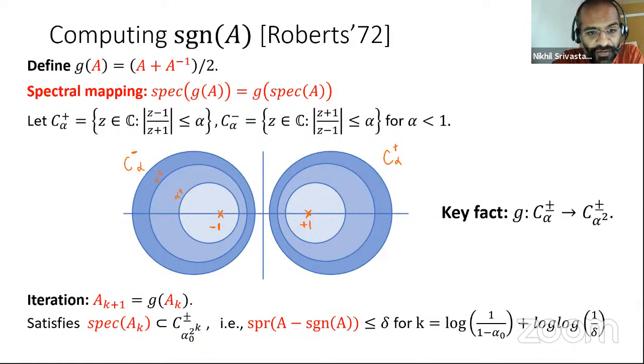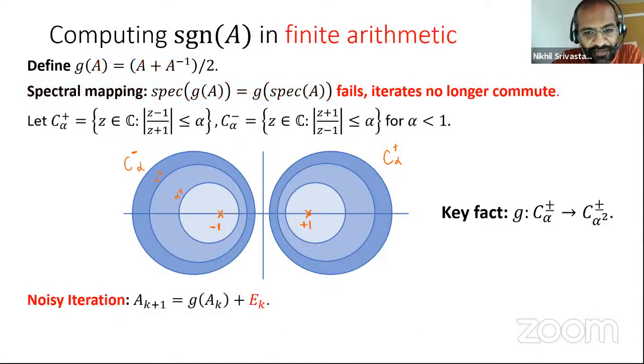So why are we not done? This looks like we're done here. We found some way to compute the sign function. The issue is that in finite arithmetic, this is not actually the iteration. In finite arithmetic, at every step you have round off error. You're repeatedly adding and inverting matrices, which you cannot do exactly. So really what you have is this noisy iteration: A k plus 1 is G of A k plus E k. And this proof completely breaks down. The spectral mapping no longer holds, the iterates don't commute anymore, and it's not clear how to analyze what happens.